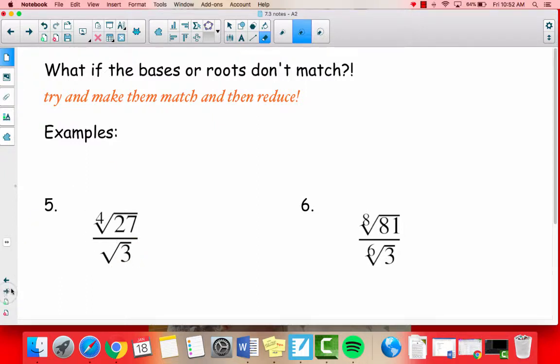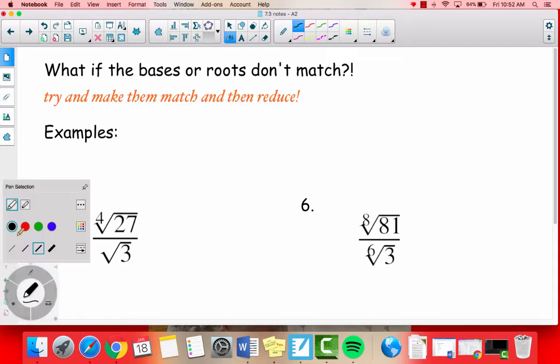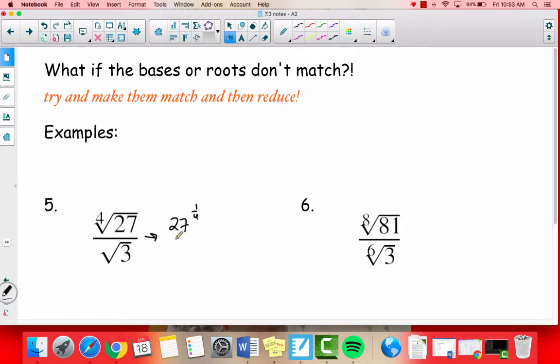And so if they're different, we have to try to make them the same, because remember in our exponent rules, if the bases are the same, we can do a lot with our exponents. So when you look at your bases, you always want to see if you can make them match first, and then you can try to reduce as much as possible. I'm going to start with that. So I'm going to first write my problem in exponential form. So 27 to the 1/4 divided by 3 to the 1/2.